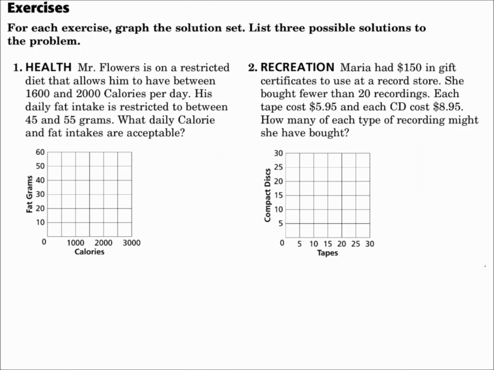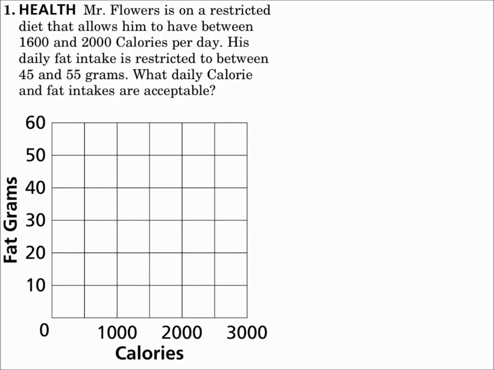For each exercise, graph the solution set and list 3 possible solutions to the problem. Number 1. Mr. Flowers is on a restricted diet that allows him to have between 1,600 and 2,000 calories per day. His daily fat intake is restricted to between 45 and 55 grams. What daily calorie and fat intakes are acceptable?